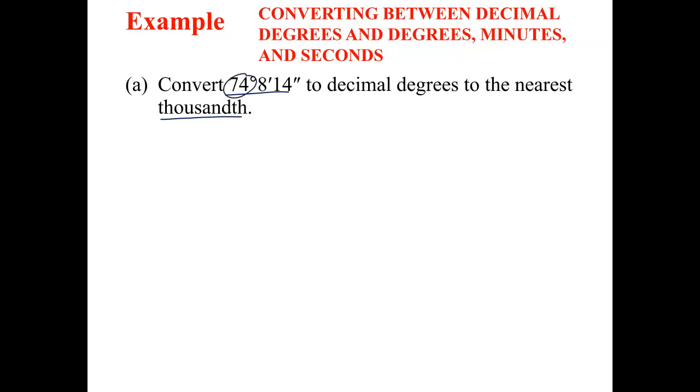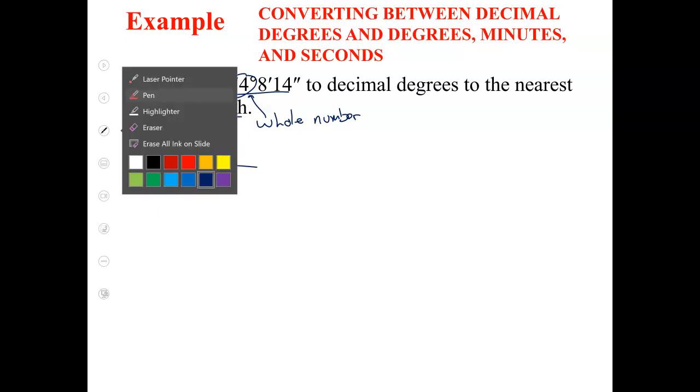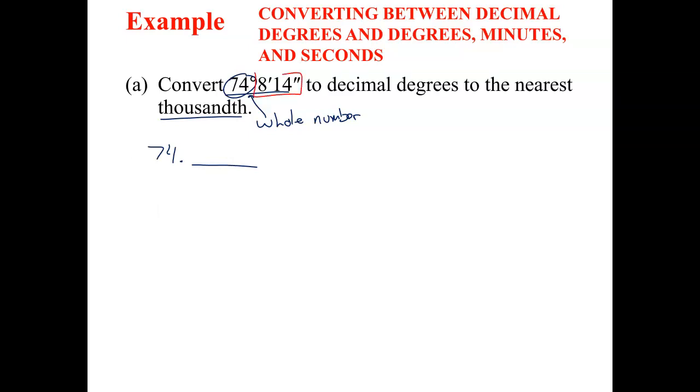Okay? 74 is my degrees. So 74 is my whole number. Okay? That's going to be the whole number. Which is nice because it's not going to change. It's going to be 74 point something. So you figure out what that point something is going to be. Alright? The 8 minutes 14 seconds is going to be the decimal.